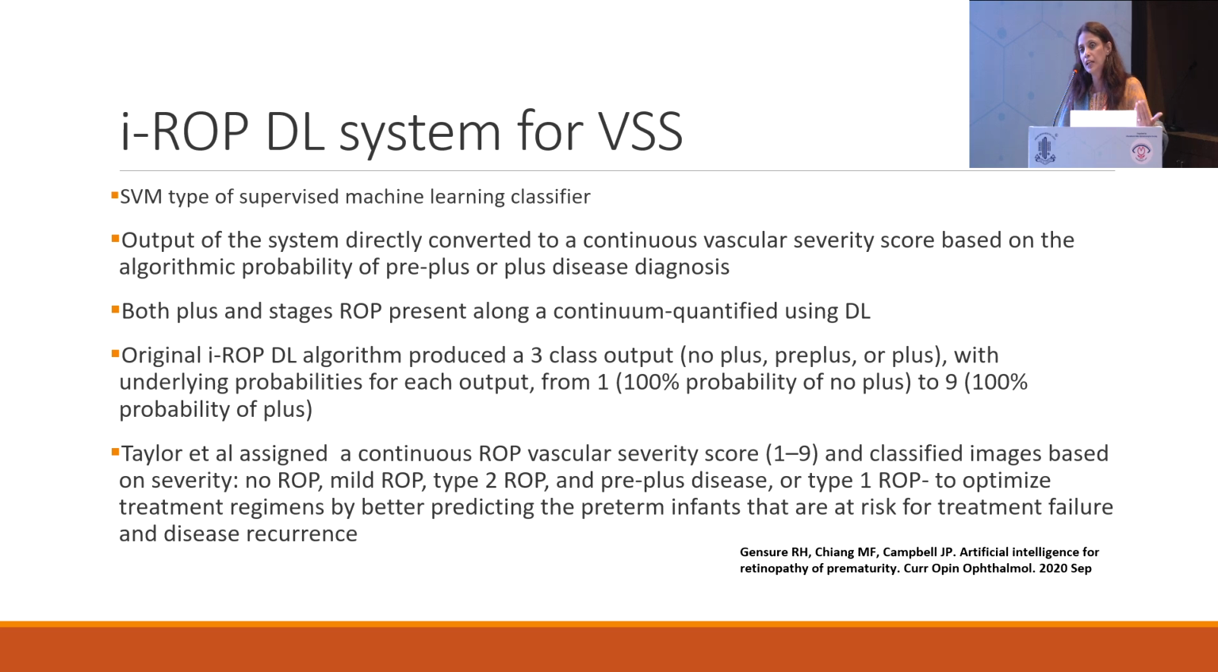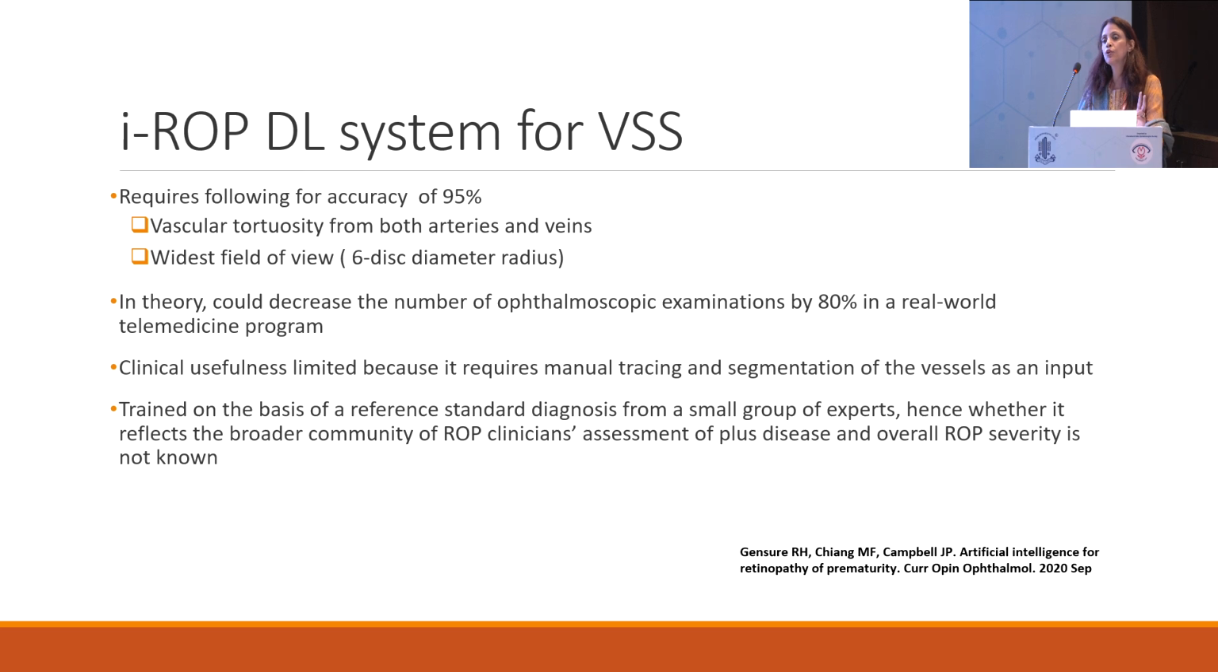Taylor did another work on it, and then he added and classified it further into no ROP, mild ROP, to match the clinical classification, type 2 ROP and the pre-plus disease, so that we could predict when to give treatment, okay, and which infants or the neonates are at a risk of treatment failure. But this requires an accuracy of almost 95% for this type of ROP apps, and you have to have a good vascular tortuosity between the arteries and the veins. That has to be captured, and a very wide field of view has to be captured.